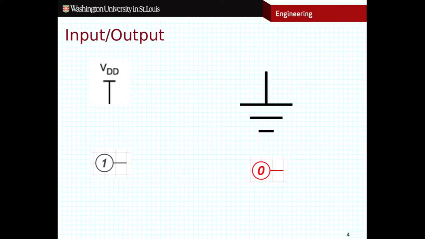Now, not all circuits will require this, so don't feel like you need to include these symbols in every circuit you draw. Sometimes we're going to have variable inputs, so we don't know if they're going to be a 1 or a 0, or they could be both at different times. Right? But if you know absolutely that you need a high or a low signal, then these are the symbols that you should use to represent those particular signals.